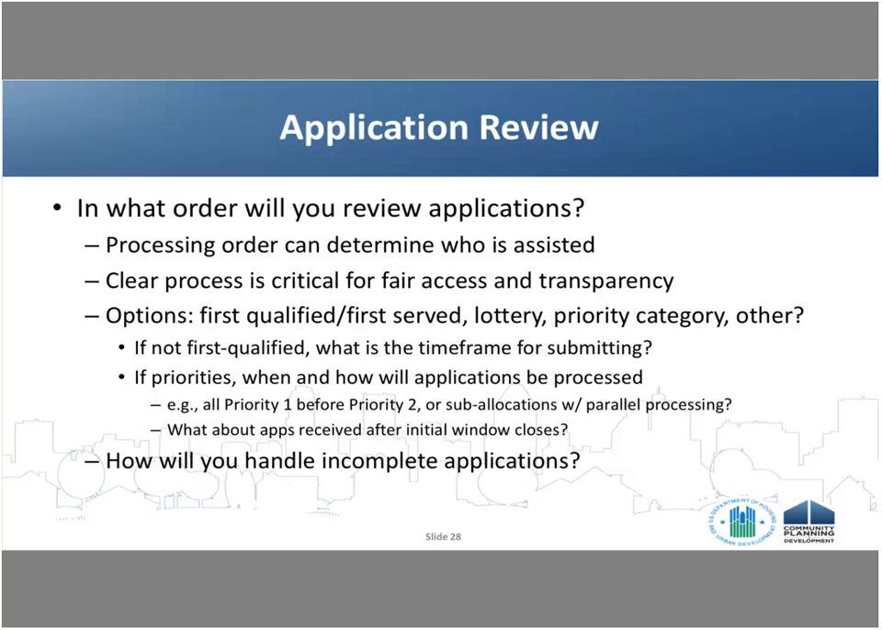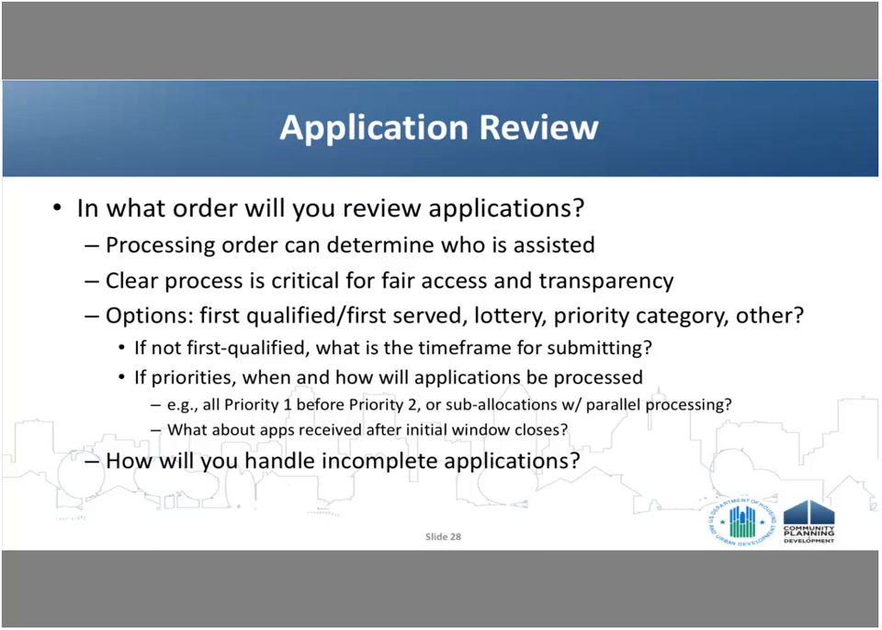Next, let's talk about application review. How do you arrange the applications in the queue for review and processing? Remember what we said last time, given the potentially large demand exceeding supply, the order of processing is likely to determine who ends up being assisted and who might not be processed by the time the funds are fully committed and no longer available. Having a clear policy and procedures for processing applications is critical for fair access and transparency.